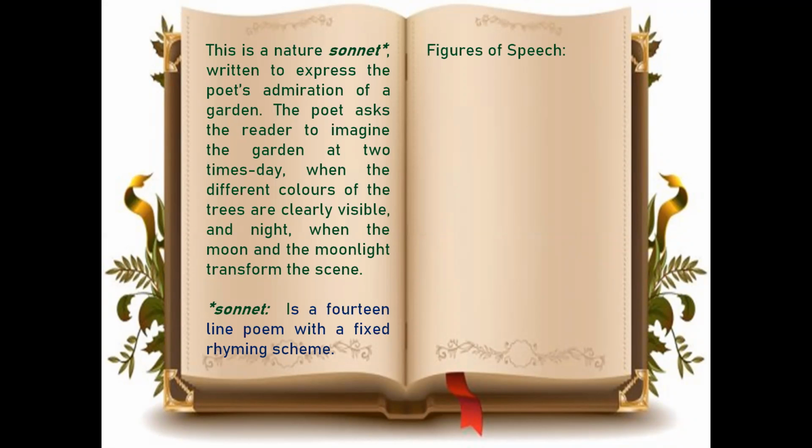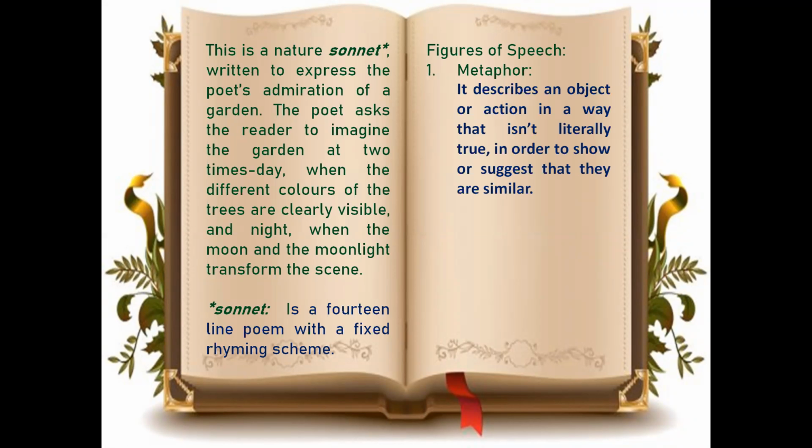In this poem, the poet has used two figures of speech. The first one is the metaphor. What is a metaphor? It describes an object or action in a way that isn't literally true in order to show or suggest that they are similar. For example, she was fishing for compliments. If you talk about literal words, you cannot fish for compliments, right? But it is actually showing a comparison in a way which cannot be true. So, she was fishing for compliments means she was willing to get more and more compliments.